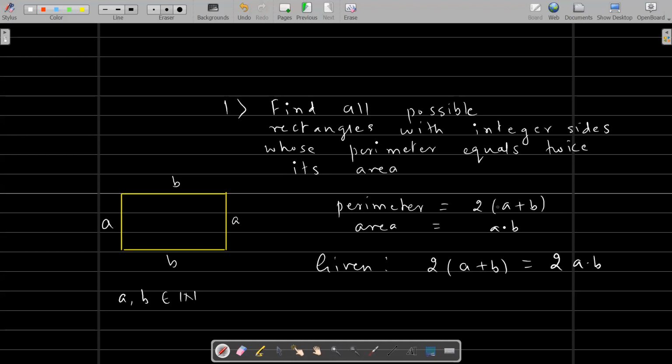Yes, Raksha? Sir, in the question you said the rectangle sides are integers, but while writing you wrote that they belong to natural numbers. Yeah, because sides are never negative, right? Lengths are never negative. So they are positive, and positive integers are nothing but natural numbers. Okay, sir. Thank you, sir.